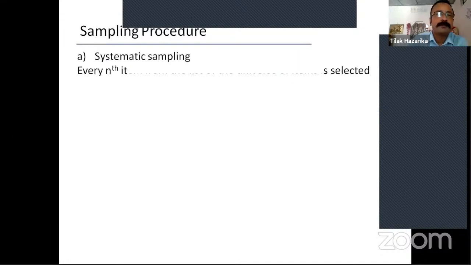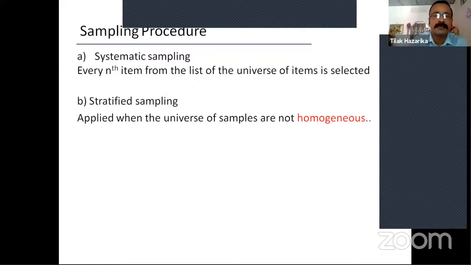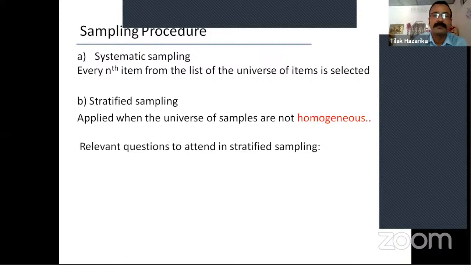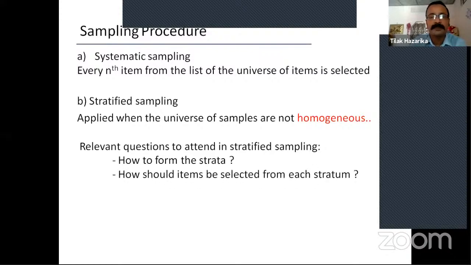So systematic sampling I have already discussed, and stratified sampling, the homogeneousness, I have already discussed. 11 questions to attend the stratified sampling. Here, how to form the strata, that I have already discussed. While formulating the strata, we should be very careful about the standard deviation of each and every small stratum.